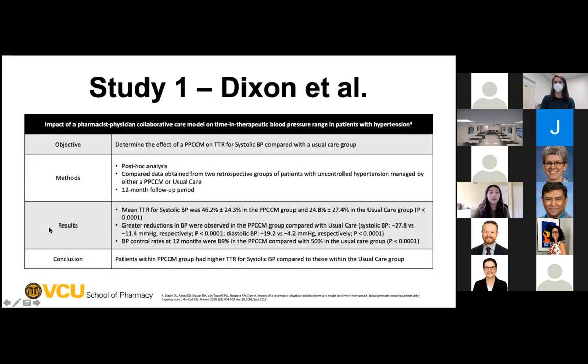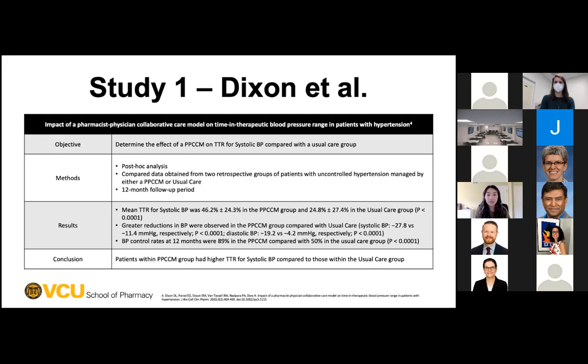So for study 1, the objective was to determine the effect of a PPCCM on TTR for systolic BP compared with the usual care group. For their methods, it was a post hoc analysis, and they compared data obtained from 2 retrospective groups of patients with uncontrolled hypertension managed by either PPCCM or usual care, and there was a 12-month follow-up period. For the results, the mean TTR for systolic BP was 46.2% plus or minus 24.3% in the PPCCM group, and 24.8% plus or minus 27.4% in the usual care group, with a p-value less than 0.0001.